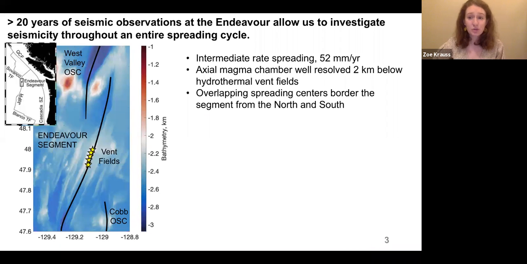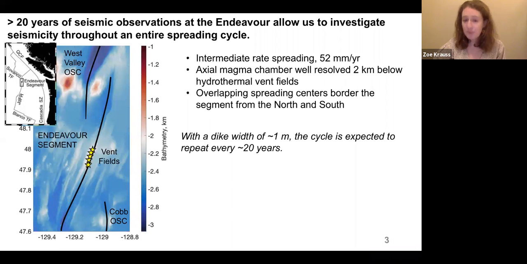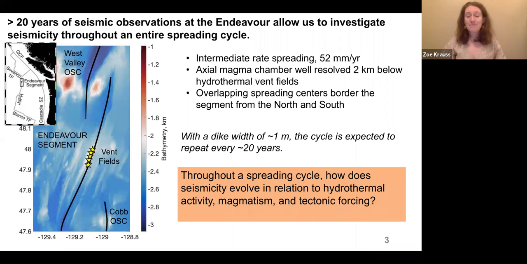And if we assume that an average dike has a width of 1 meter, we would expect with 52 millimeters a year of spreading, that cycle to repeat itself approximately every 20 years. And lucky us, we have over 20 years of seismic observations here. And that offers us the unique opportunity to ask the broad question of, throughout an entire spreading cycle, how does seismicity evolve in relation to hydrothermal activity, magmatism, and larger scale tectonic forcing?